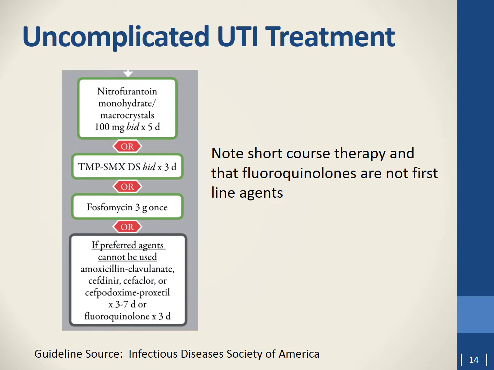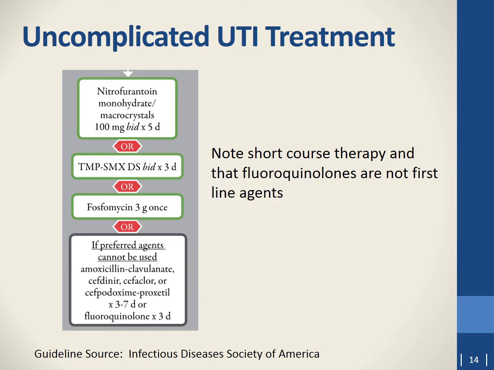And finally, the last choice is a single dose of fosfomycin. So any of those three are considered first-line options by the guidelines. If for some reason you can't use one of these preferred agents due to allergy, contraindication, renal function, etc., they give you alternate choices there. And that's anywhere from 3 to 7 days if you're using a beta-lactam, or again, 3 days for a fluoroquinolone.